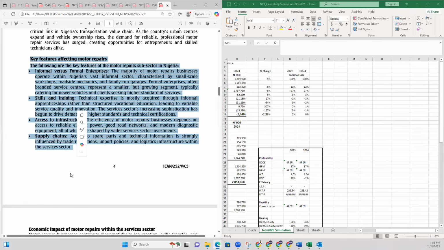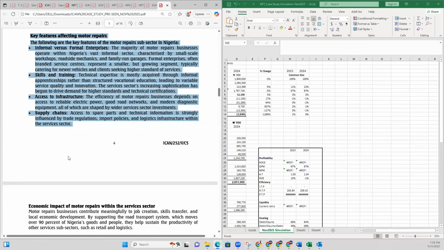Going into that exam, you need to be very comfortable with the summary I just gave around the features, because that's when you'll be able to say, yes, I've read the information and I also understand the industry that is being analyzed.